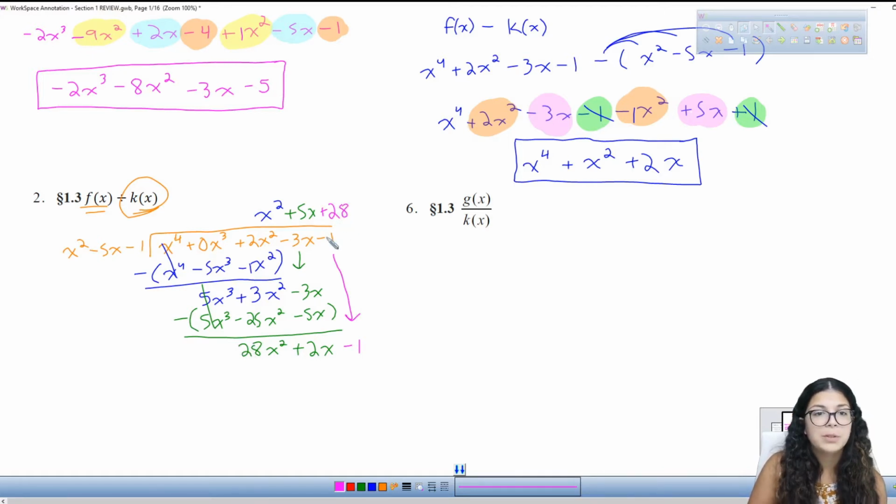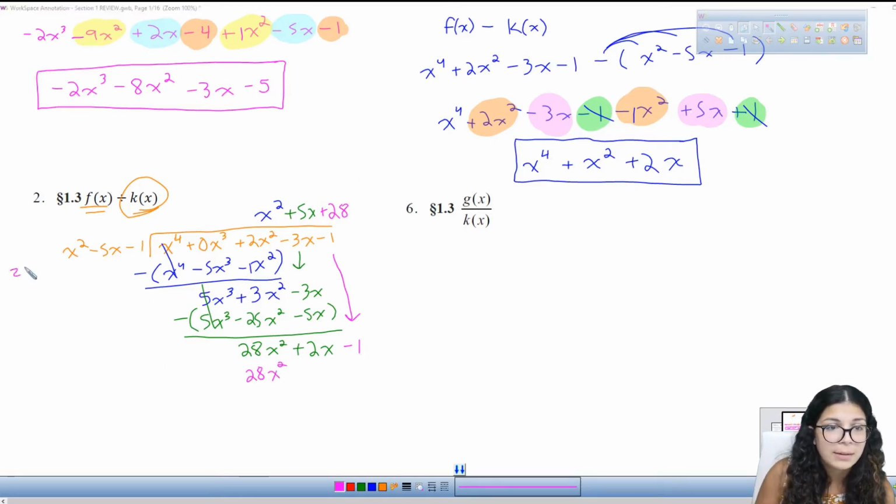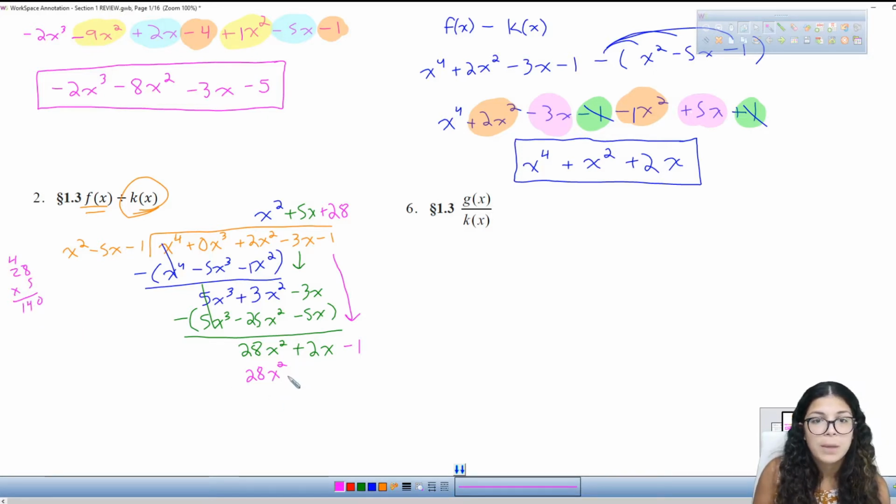And then now let's multiply. 28 times x squared is that 28x squared that I wanted. 28 times negative 5. Let me do this here on the side. 28 times 5. 5 times 8 is 40. And then 2 times 5 is 10 plus 4 is 14. So that's 140. So that is a negative 140 since I did a positive times a negative. And then 28 times negative 1 is negative 28.